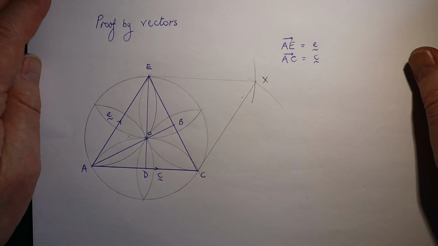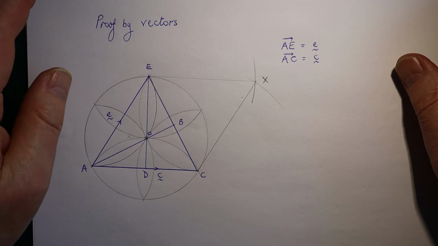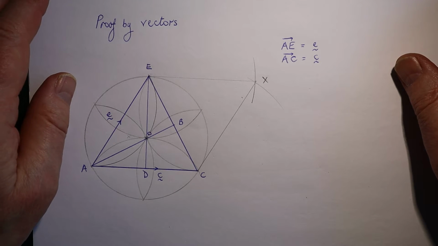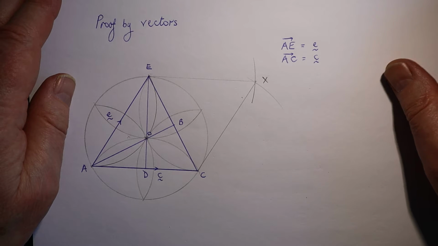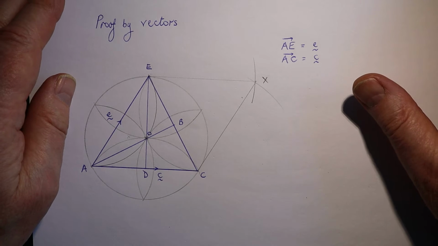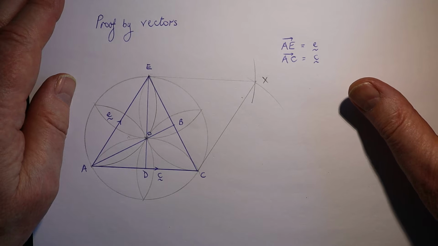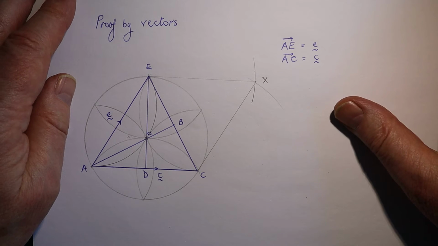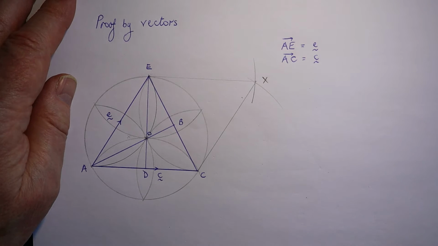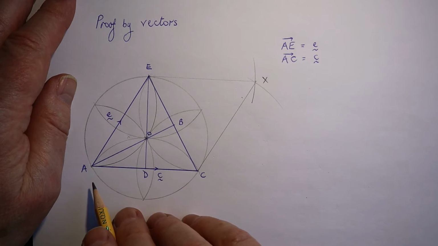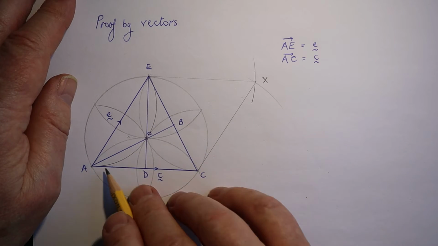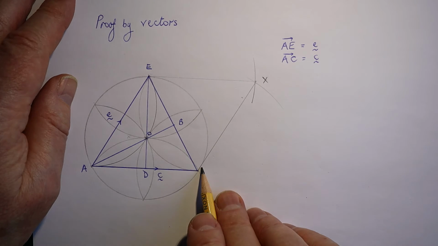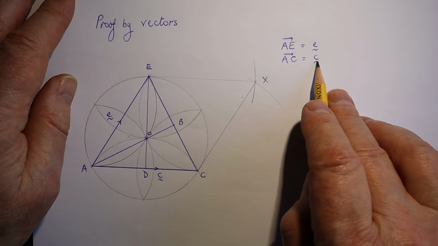Now we're going to run through the same proof using vectors. Vectors are one of those parts of mathematics that are not going to be much use to most people in their ordinary lives, but when it comes to physics, they're extremely valuable. So here we've got the same diagram, and we're going to take AE as the vector E and AC as the vector C.